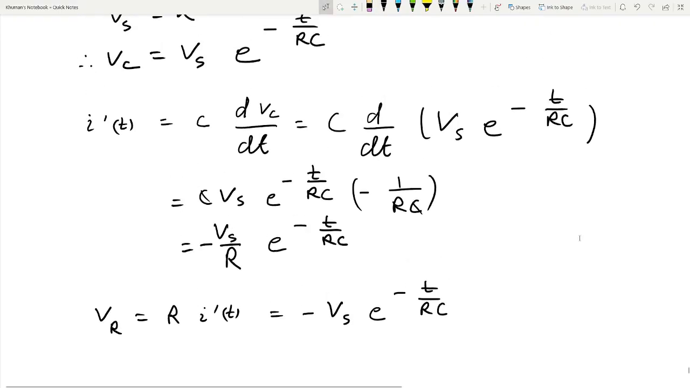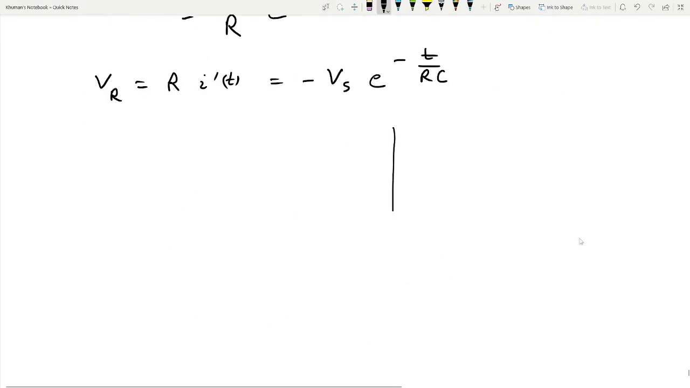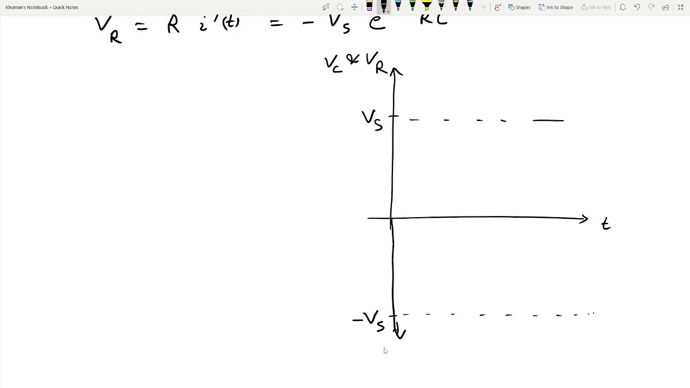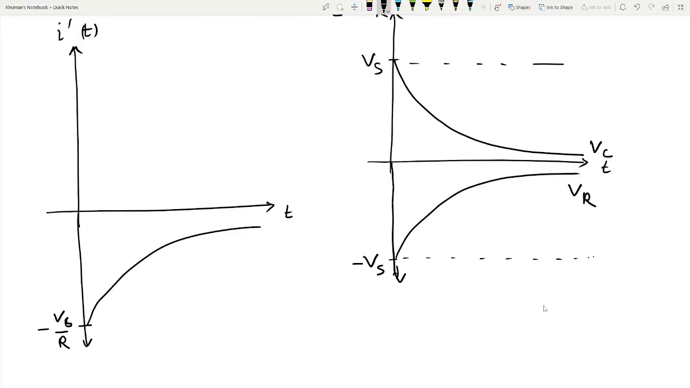Okay, so now we can draw the time versus voltage curve here. This is time, this is VC and VR. So here VC will be like this. This is VC. This is the plot for i prime t.